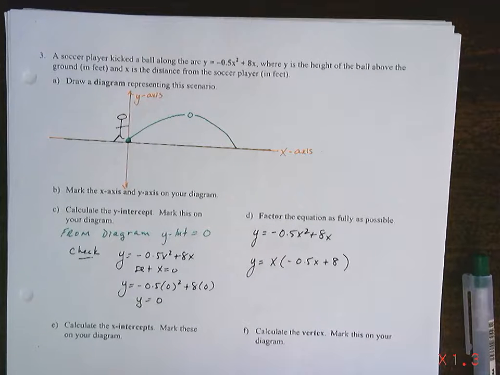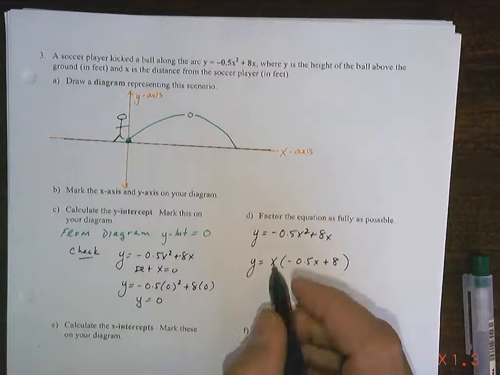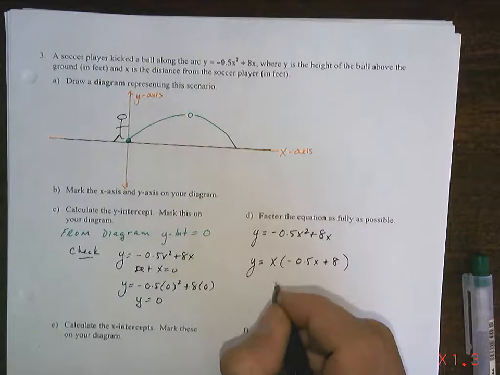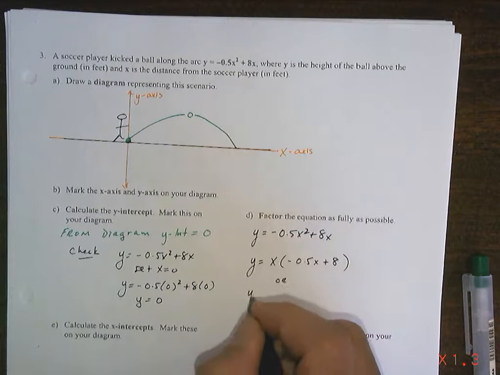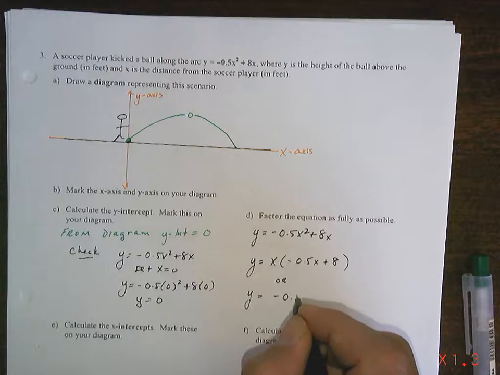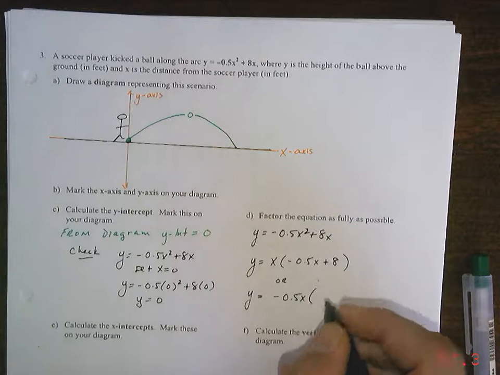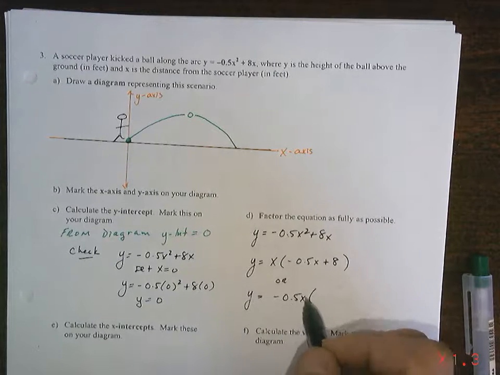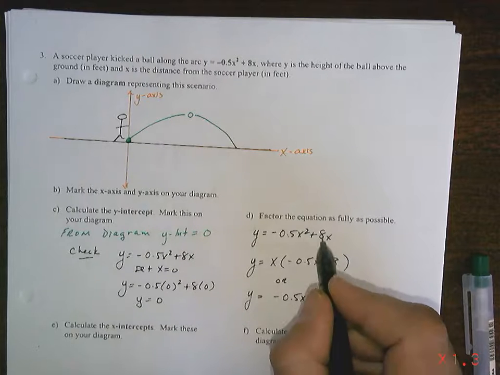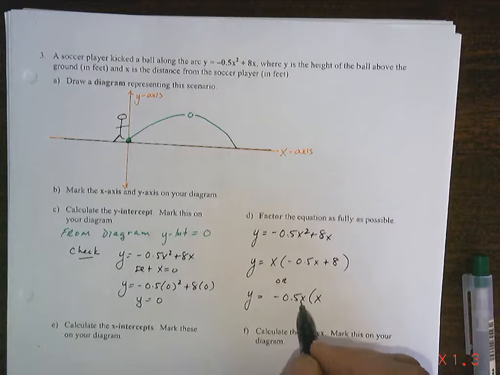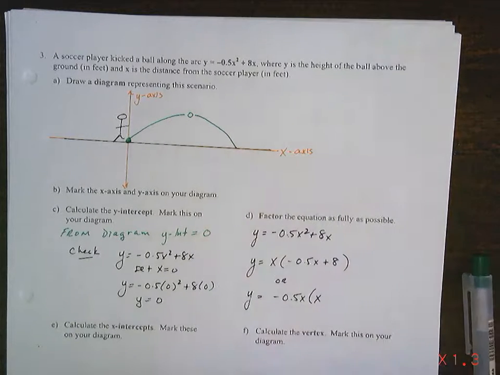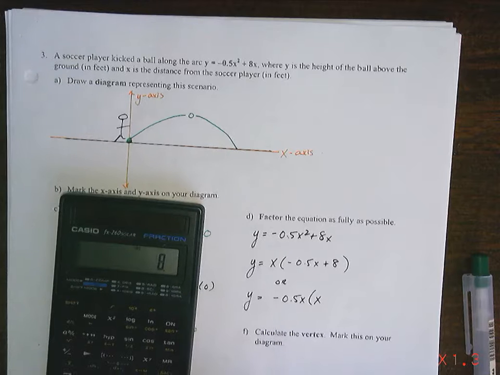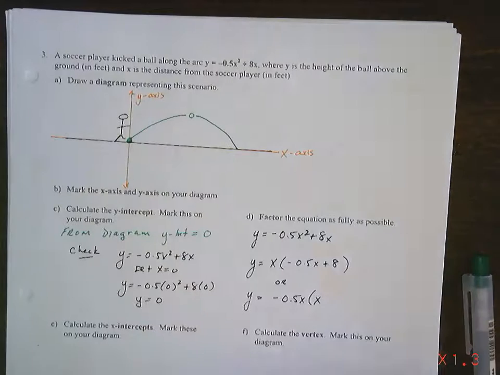The other choice that I have is I could common factor out more than just the x. I could also common factor out the negative 0.5 and the x, which will leave me with negative 0.5 x squared divided by negative 0.5 x is x, and positive 8x divided by negative 0.5 x is going to leave me with, I better check it, 8 divided by negative 0.5 equals 16.